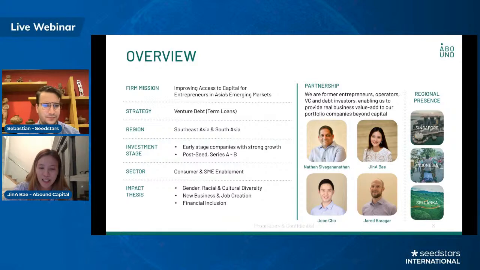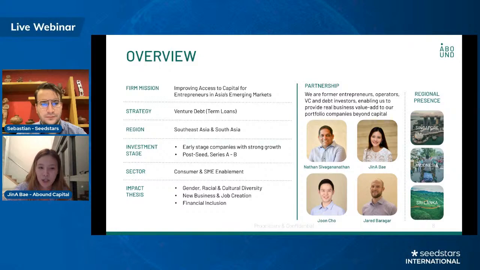As I mentioned, we are working with entrepreneurs in Asia's emerging markets. Many early stage companies in this region are in what's called the missing middle, where they're not really eligible for bank loans, and they're also too big to be serviced by the smaller P2P-like lenders.